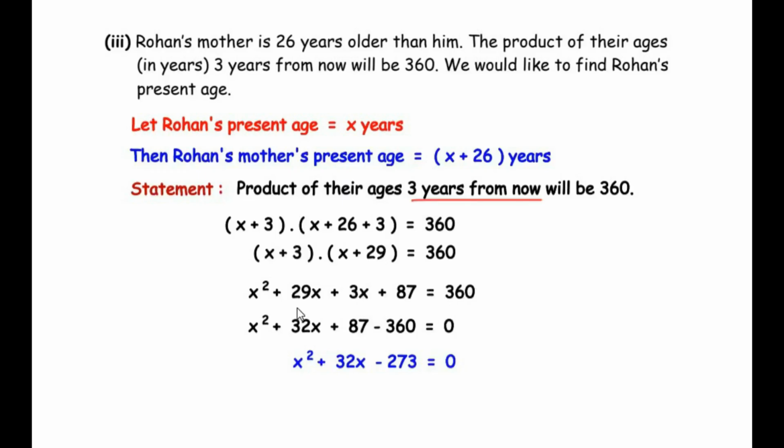Now in the next step we have added these two like terms and taken this 360 to the left hand side, giving us x square, 29x plus 3x gives us plus 32x, plus 87, and plus 360 becomes minus 360, equal to 0. Now simplifying this we get x square plus 32x, and 87 minus 360 gives us minus 273, is equal to 0. So this is the equation formed when we multiply the ages of Rohan and Rohan's mother 3 years from now.